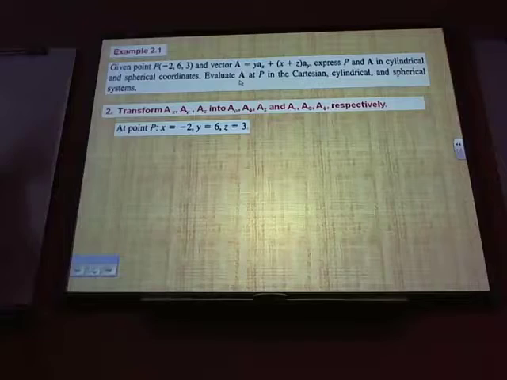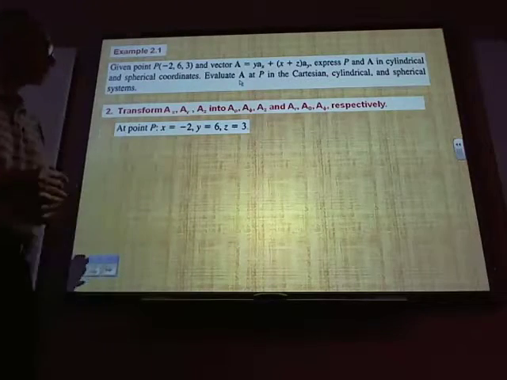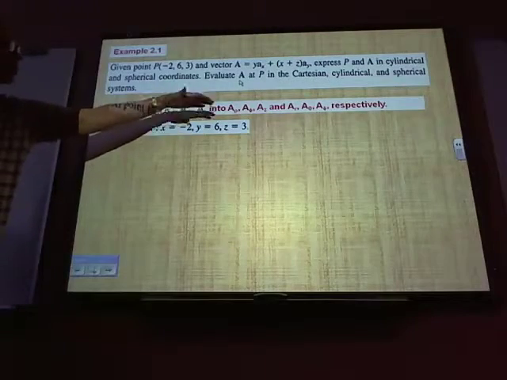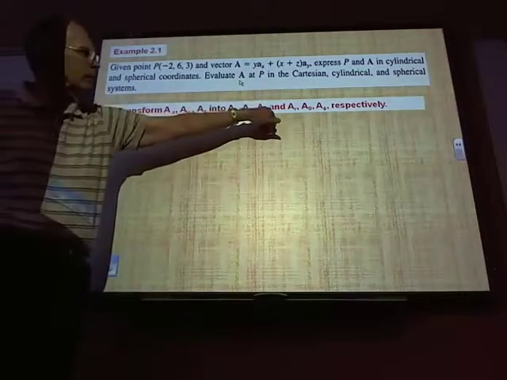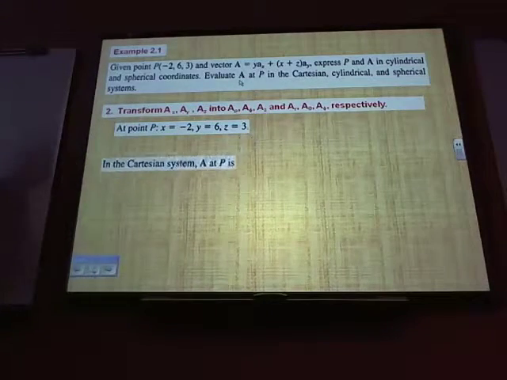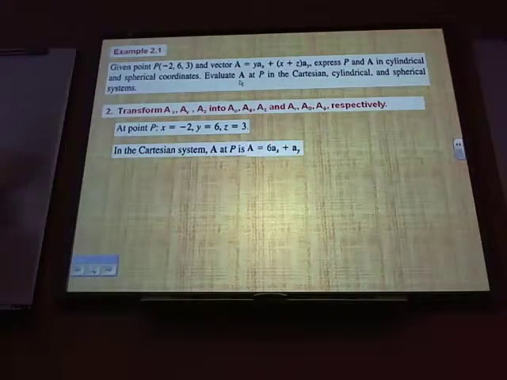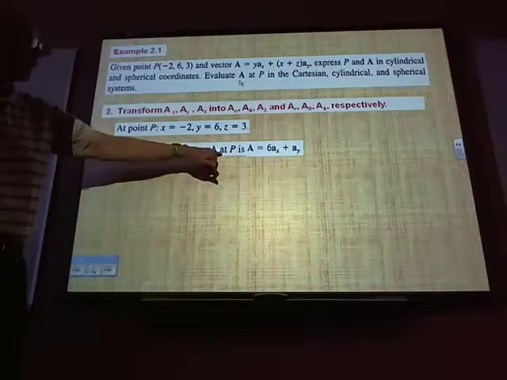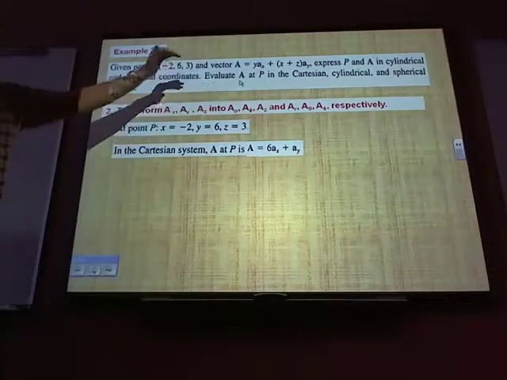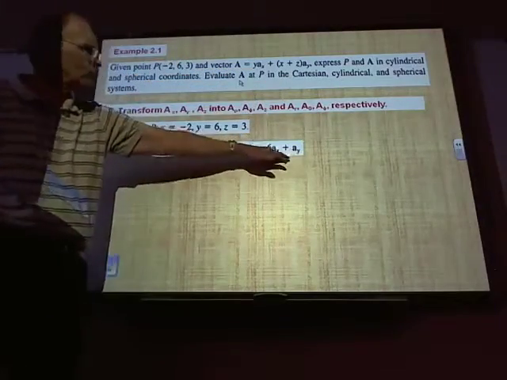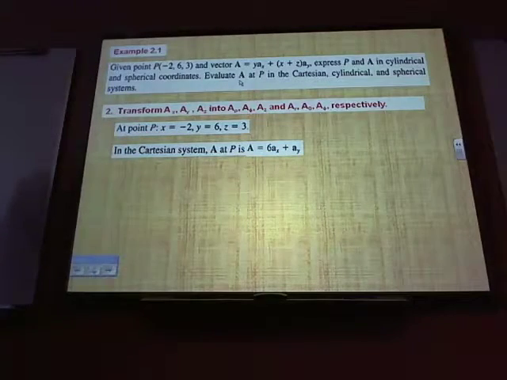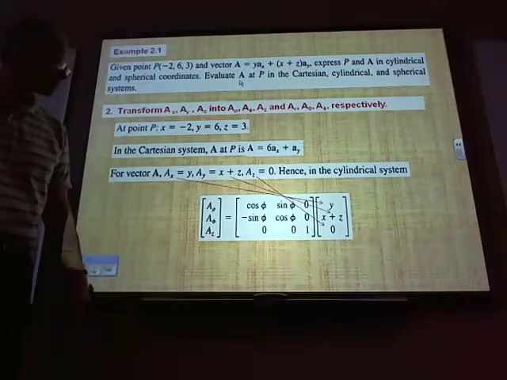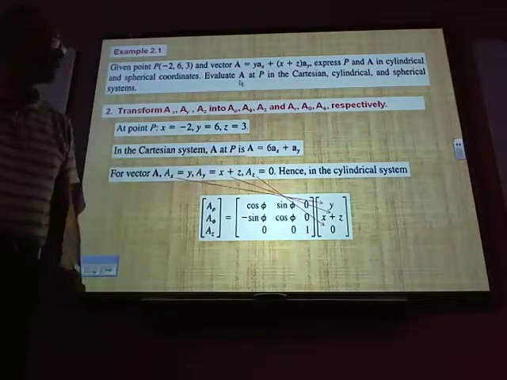Next thing we're going to do is transform AX, AY, and AZ into these other terms. Now, how do I do that? How do I transform this field here into a rho, a phi, and a z? Well, A at point P is this. If I actually put my values in here, there it is. So there's my value of A. That's my actual value evaluated at A.